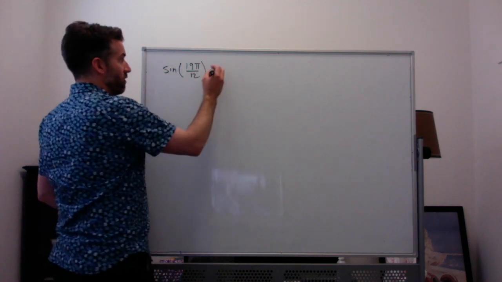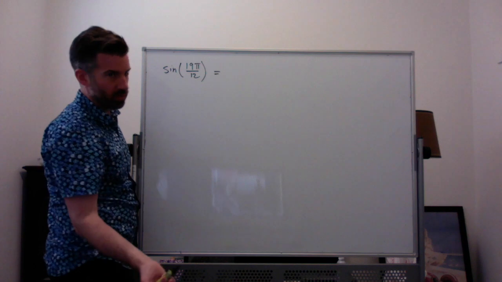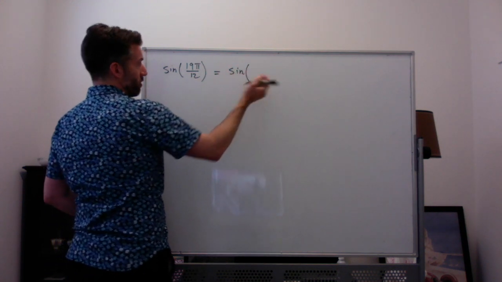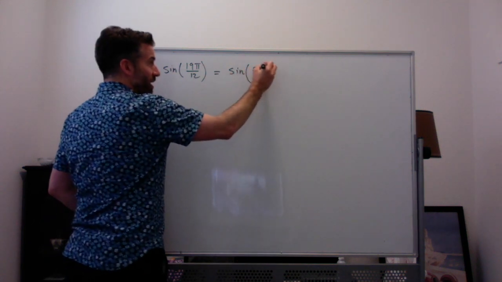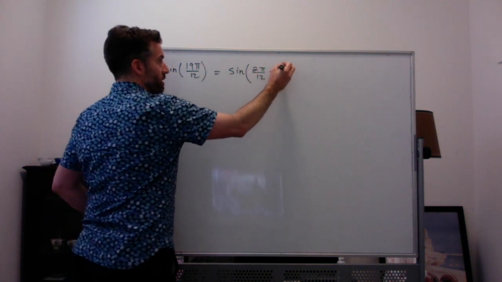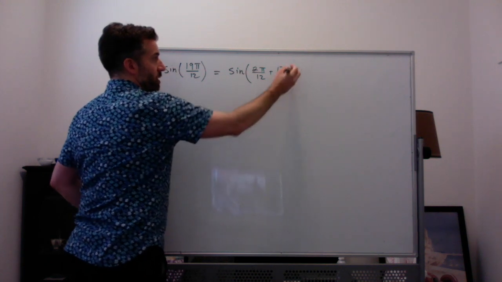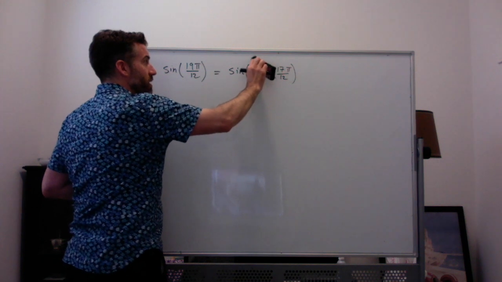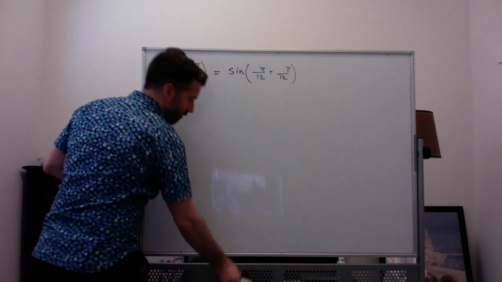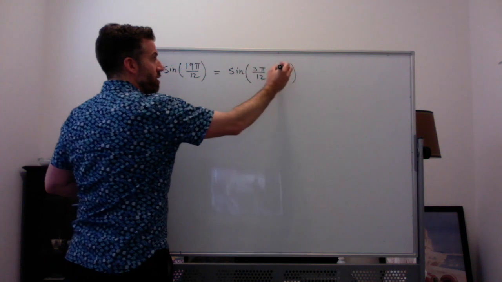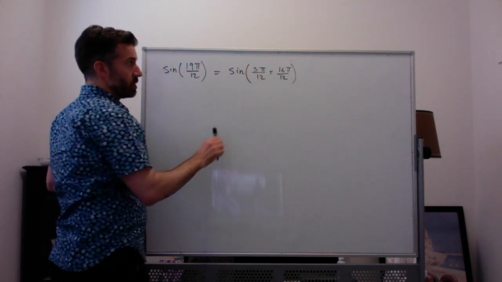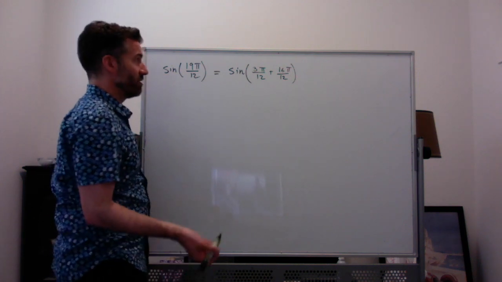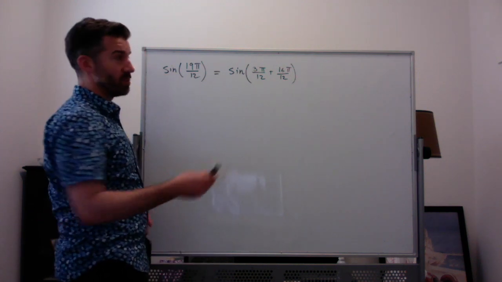So for sine of 19 pi over 12, there's really a bunch of ways you could break it up. It's not going to work to do 2 pi over 12 plus 17 pi over 12, because 17 over 12 doesn't reduce. So instead, I'm going to try 3 pi over 12 plus 16 pi over 12, and both of those reduce. You could also do 4 pi over 12 plus 15 pi over 12. Both of those would reduce as well. So you just have to pick two fractions that are both going to reduce and add up to what you had.